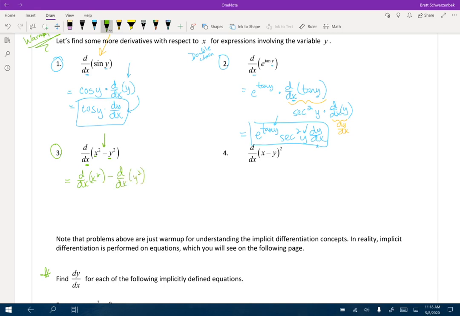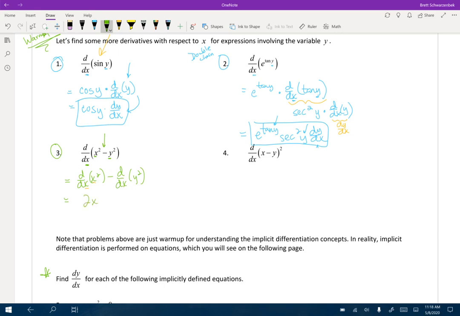So if we need to do so, then all we have to do is find each individual derivative. So what is the derivative with respect to x of x squared? Note, the variables are the same, which means this is a very basic derivative. We know how to find the derivative of x squared with respect to x. We just find it. It's 2x.